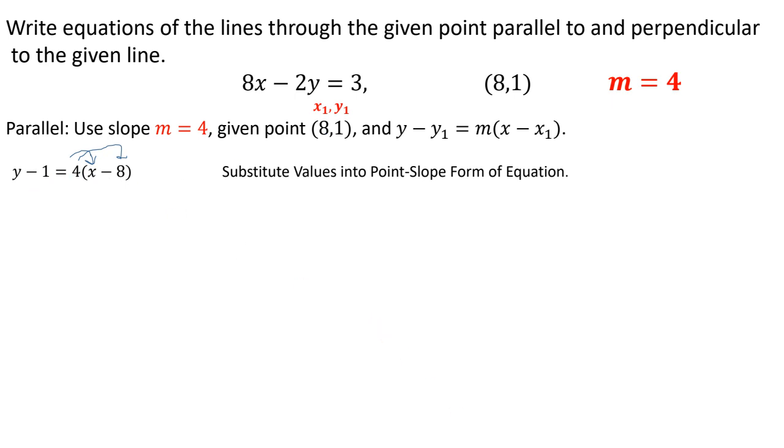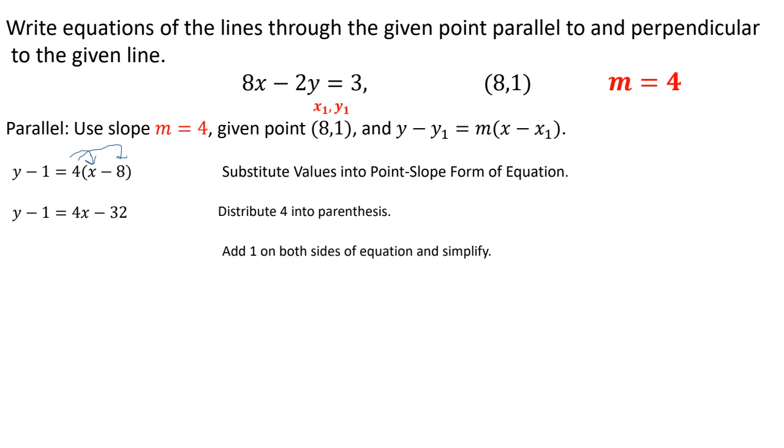We're going to distribute the 4 into the parentheses, and then we end up with 4 times x is 4x, 4 times -8 is -32. Solve for y, so we're going to add 1 on both sides, and we end up with 4x minus 31. So this is going to be our equation, and this is a parallel line.